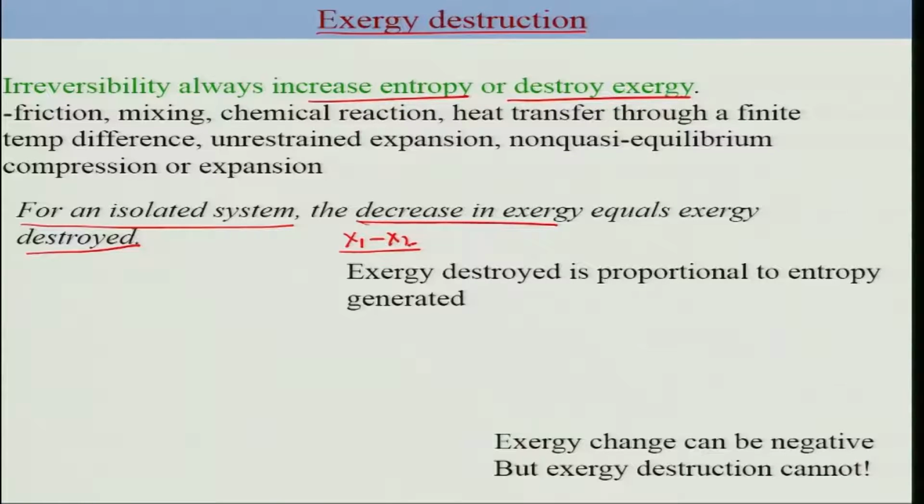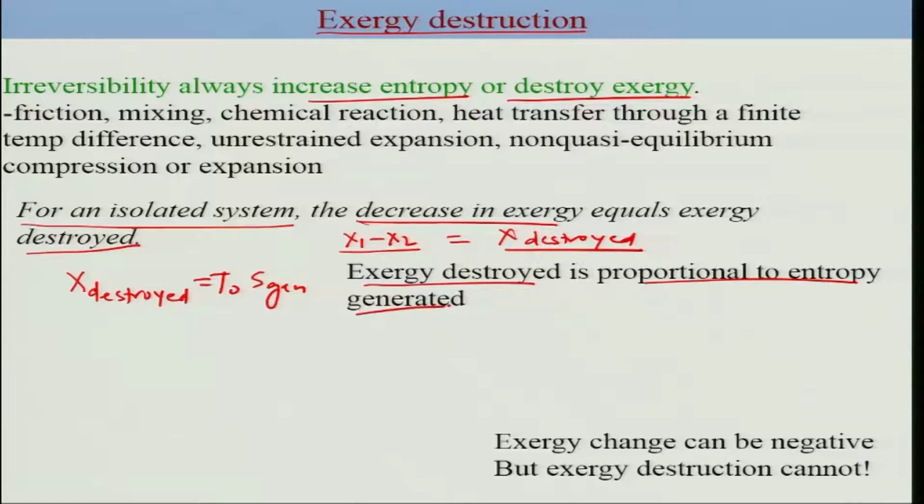So, this would be the decrease in exergy, this would be nothing but X destroyed, okay, or we are saying that X destroyed is nothing but is equal to T0 multiplied by S generation, okay. So, it is very clear that the amount of exergy which is destroyed is directly related to the entropy being generated, okay. So, exergy destroyed is proportional to the entropy generated, okay.